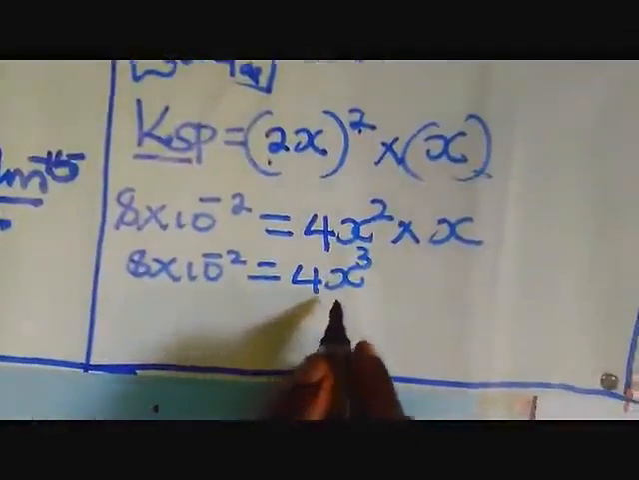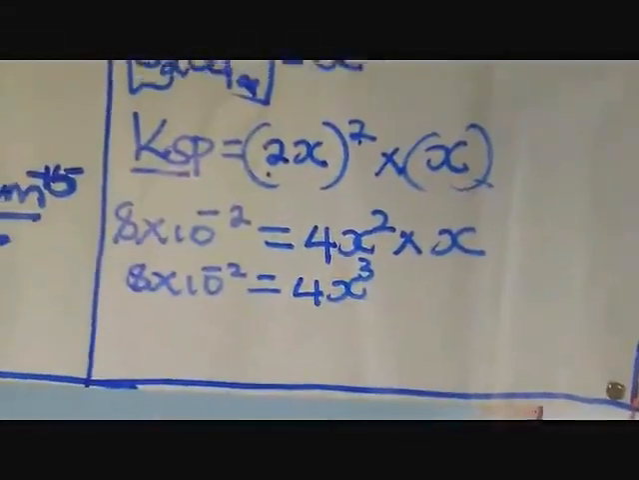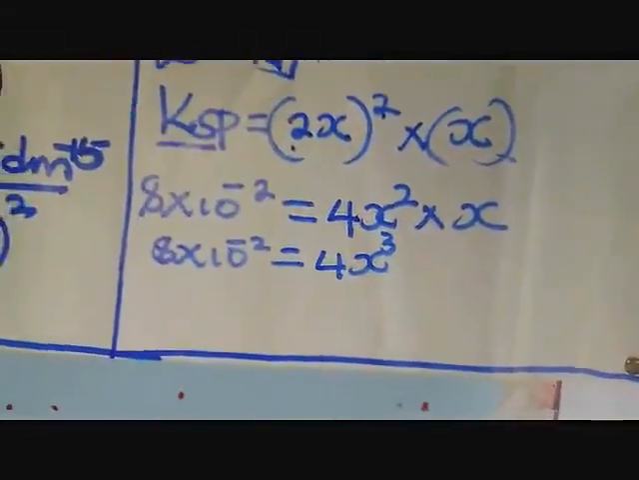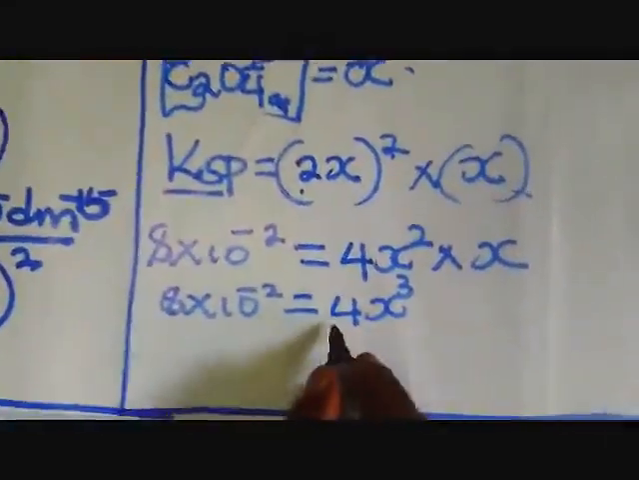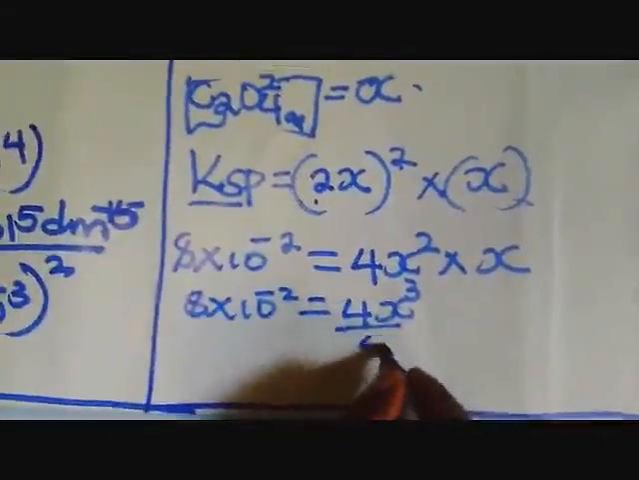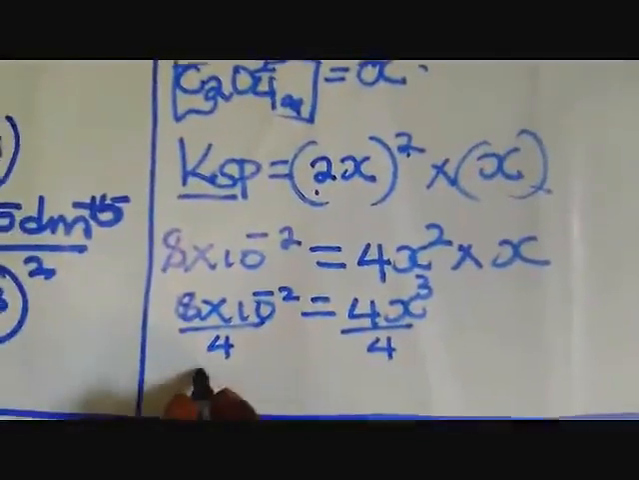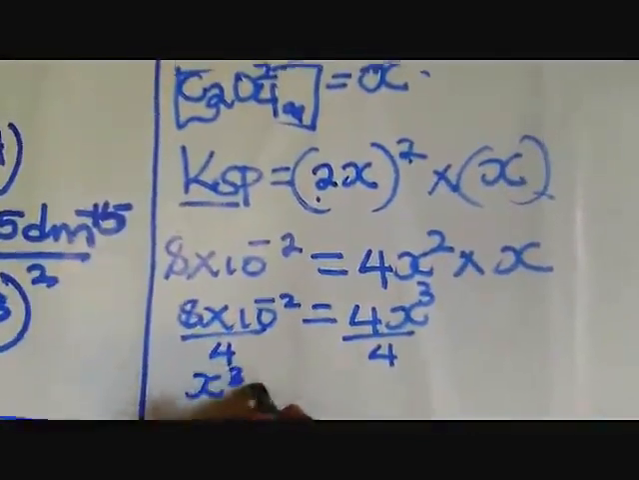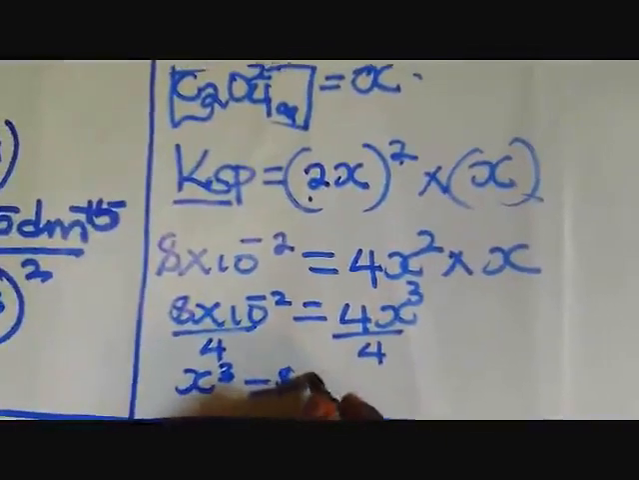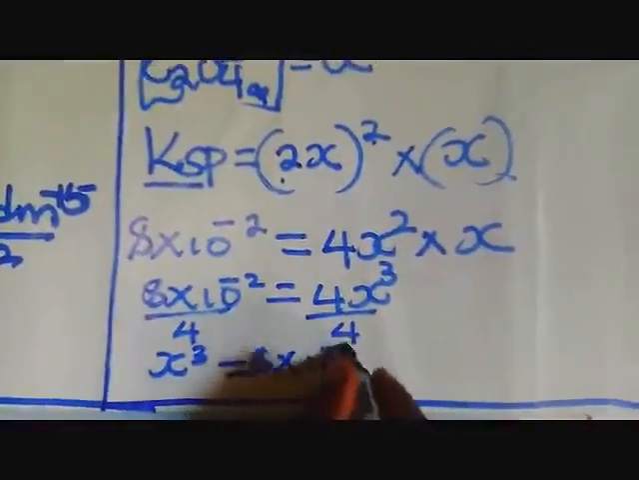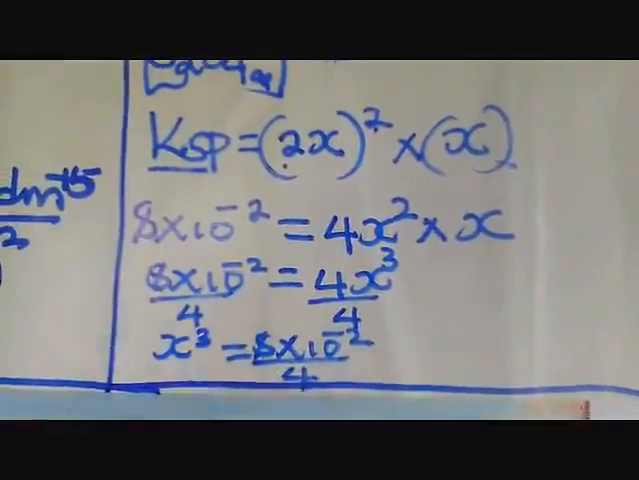But remember, we are looking for the x alone. So what we are going to do, we are going to just divide by 4, and we divide by 4. Dividing by 4, we shall remain with x cubed is equivalent to 8 times 10 to the power negative 2 over 4, like that.